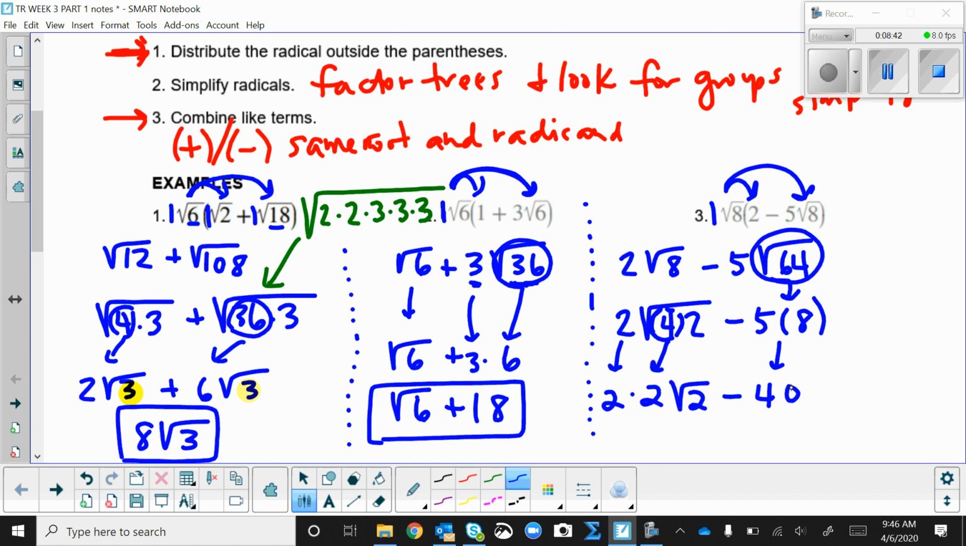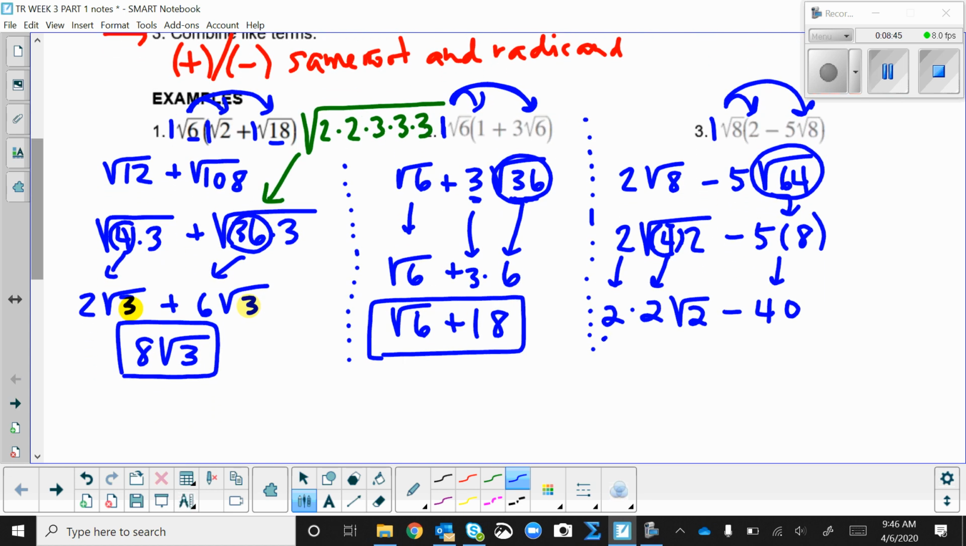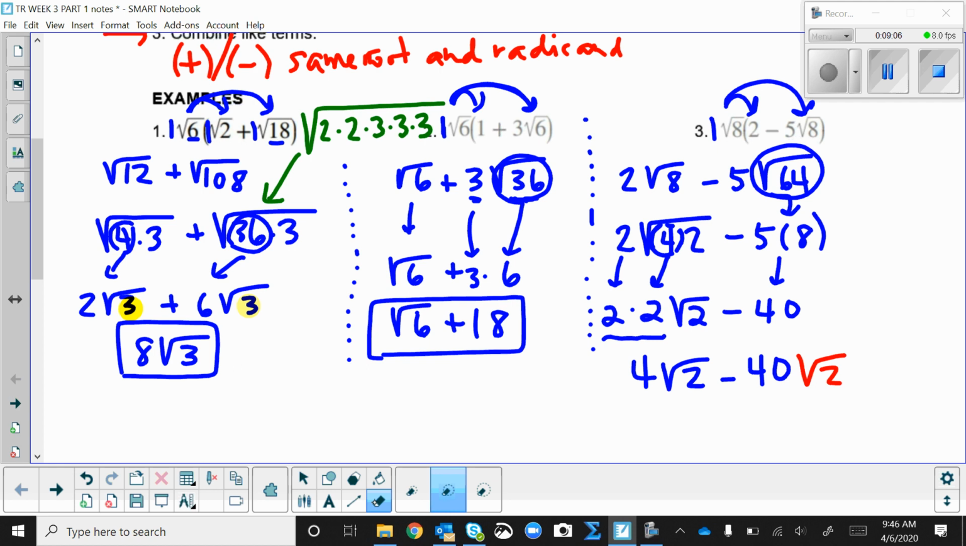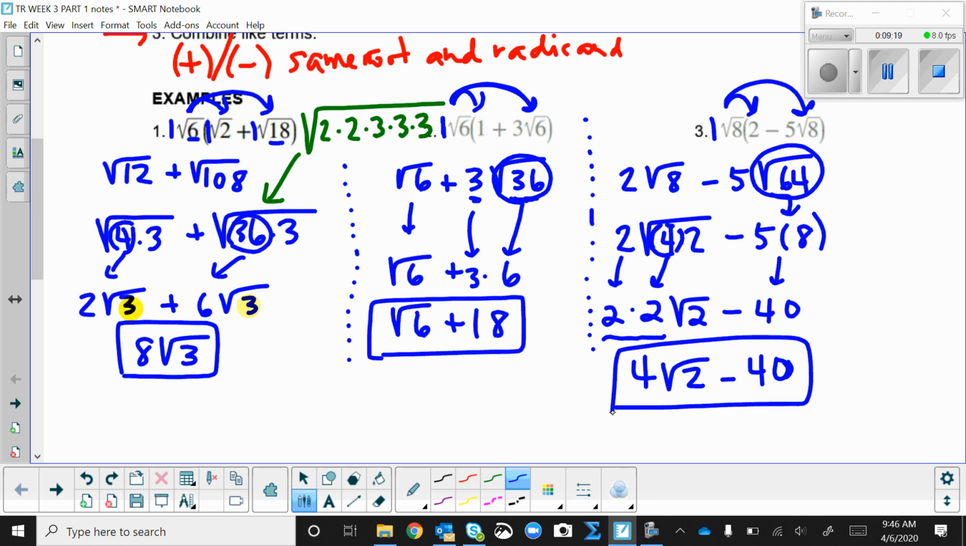Okay, almost done with this problem. We have a little more multiplying to do. These 2's outside, multiply those, you get 4 rad 2 minus 40. And those do not combine because they're not like terms. If this 40 had had a radical 2, then they would be like terms and we could subtract them. But it does not. So colors must match. So there's our answer there.